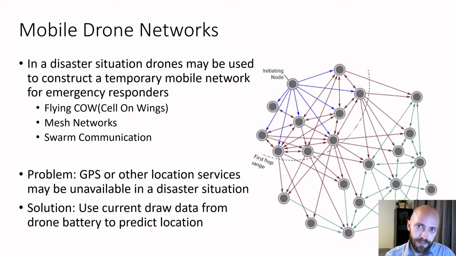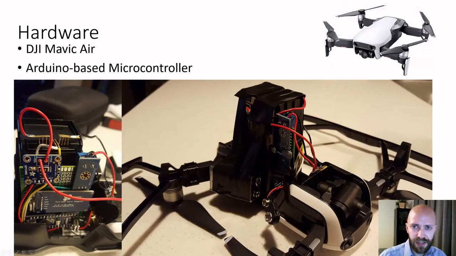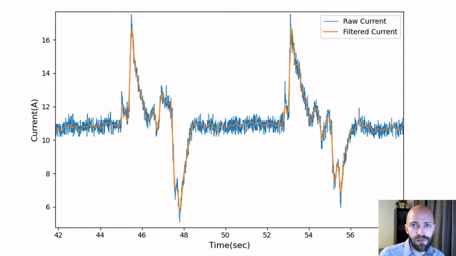the drone's location. To do this, we used a DJI Mavic Air, that's just a normal portable consumer drone, and then I built a microcontroller that attaches to the battery of the drone, and it bridges the connection between the battery and the drone body. That microcontroller then measures the current and voltage from the battery. It logs that information, and then it transmits it back to a program I have running on a laptop to do live predictions. This plot shows an example of what that data looks like.